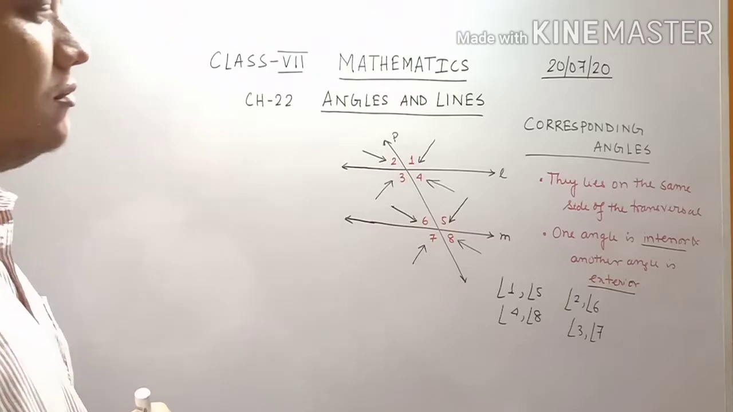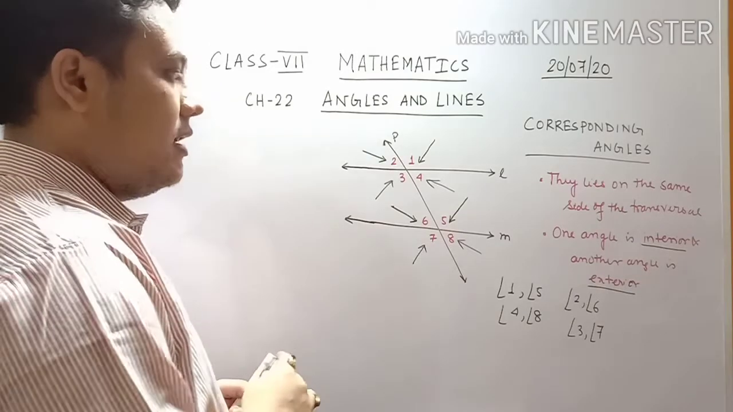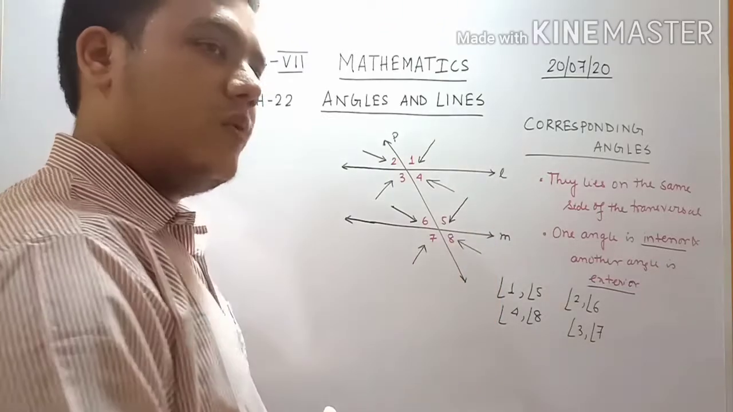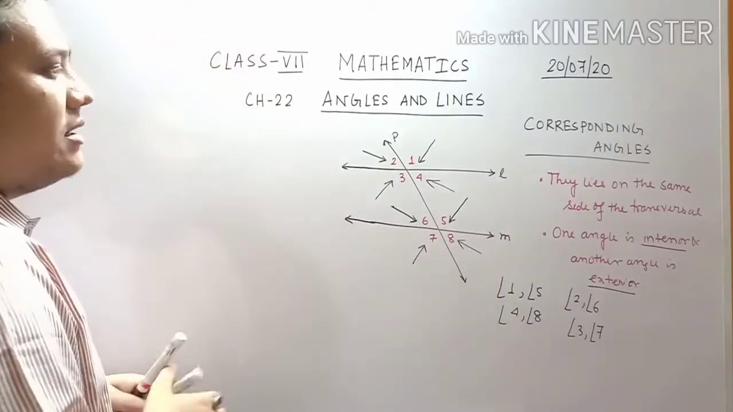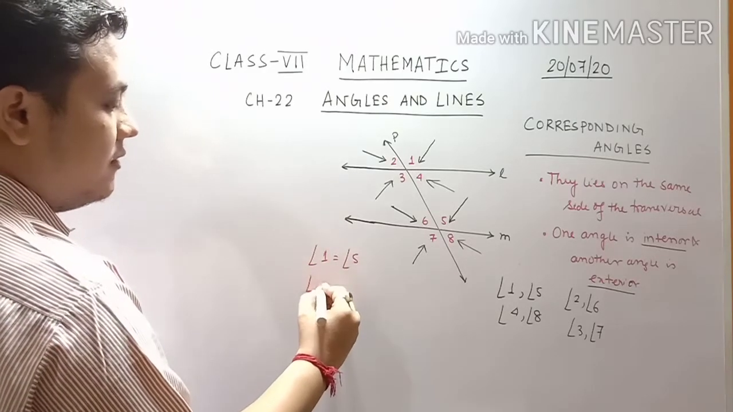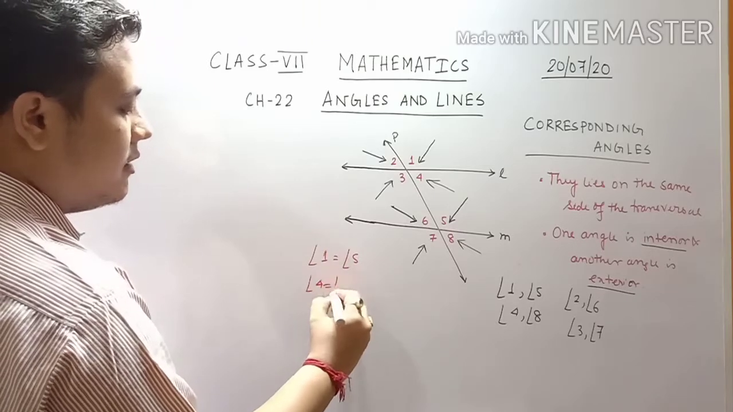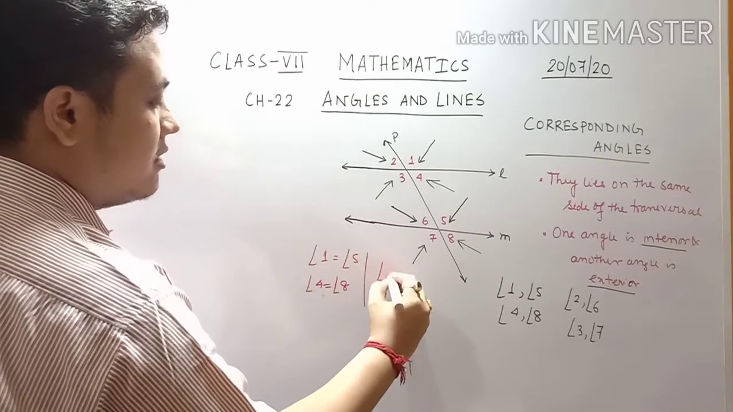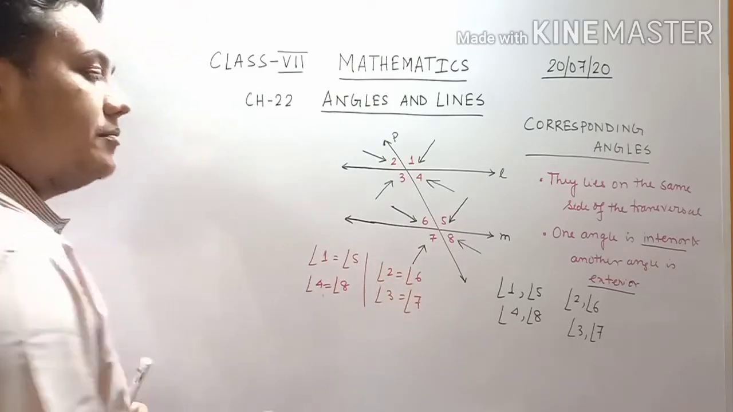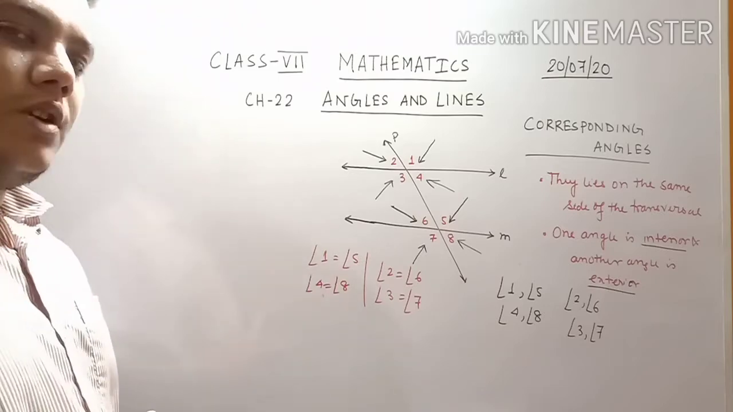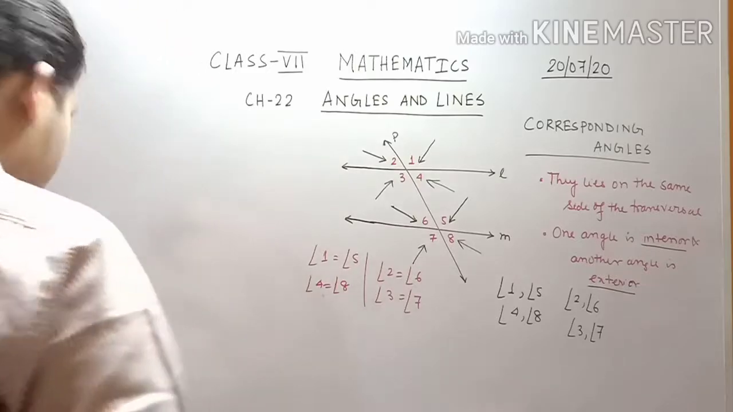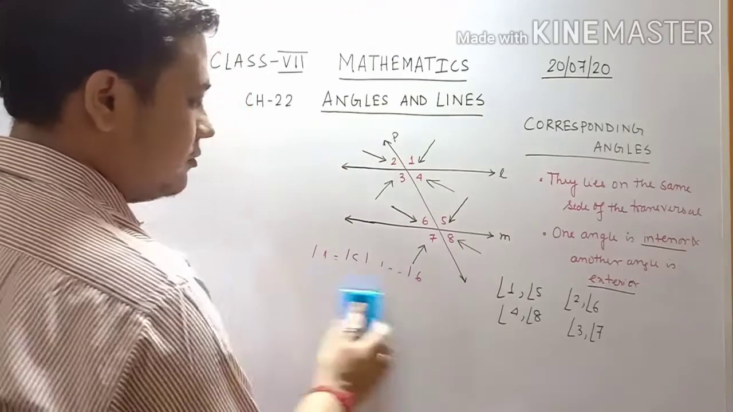And remember, whenever two lines are parallel and a transversal intersects them, the corresponding angles are always equal. That means we can write that angle 1 is equal to angle 5, angle 4 is equal to angle 8, angle 2 is equal to angle 6 and angle 3 is equal to angle 7. I hope you have understood which are the corresponding pairs. Next, let us go to the next pair of angles.